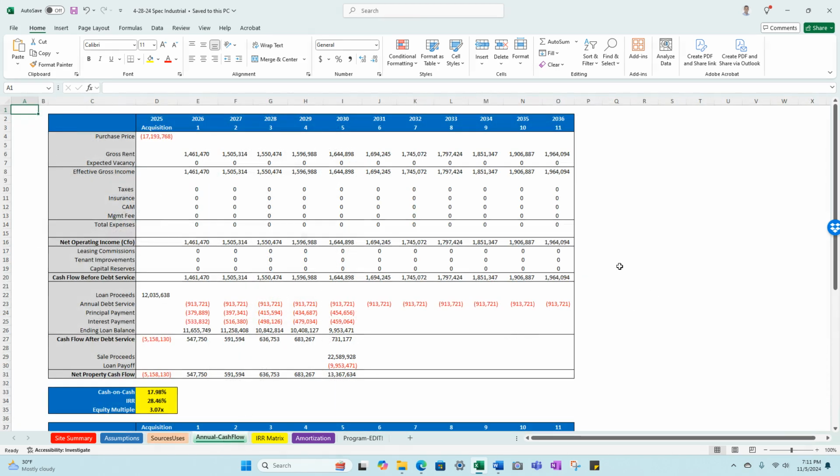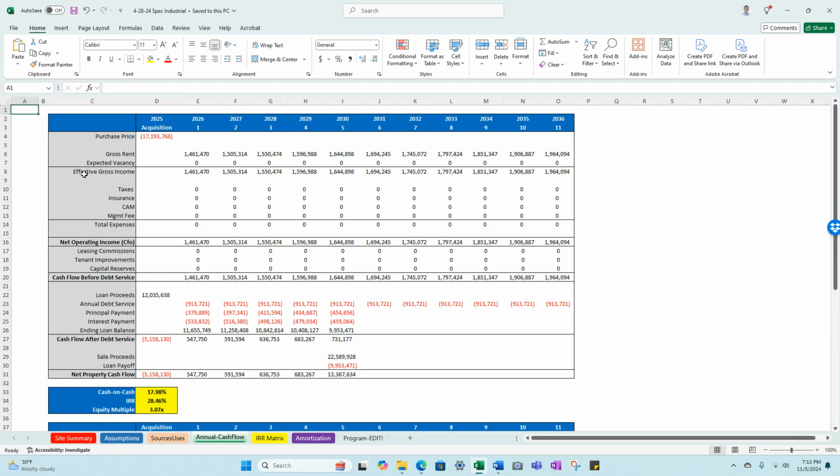Here you can see the annual cash flow tab. Pretty straightforward as far as how we modeled this. Got purchase price, rent, effective gross income, expenses, bringing you down to net operating income. Then that subtracts out leasing commissions, TIs, and capital reserves. So that brings you to cash flow before debt service. Then you have the debt information, and then cash flow after debt service, sale proceeds, loan payoff, and then net property cash flow. And then our return metrics are here at the bottom.